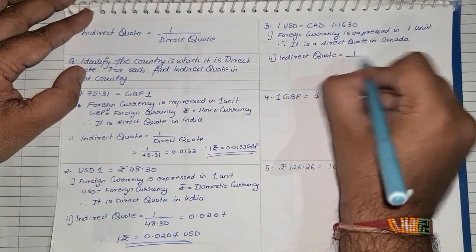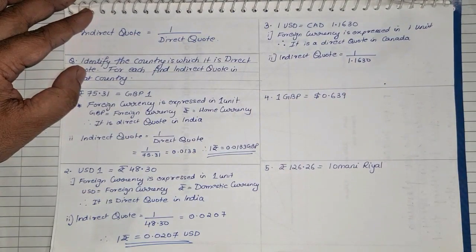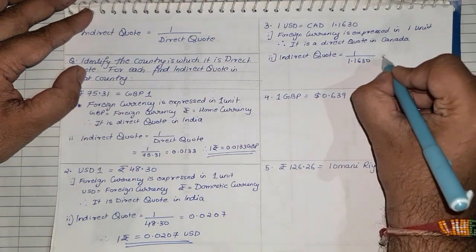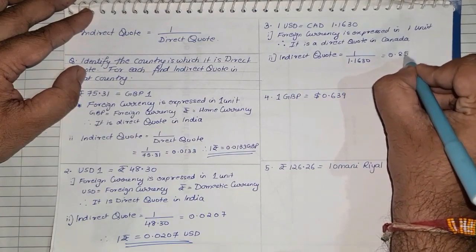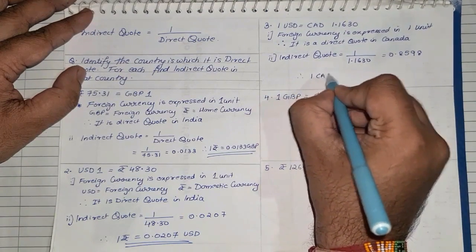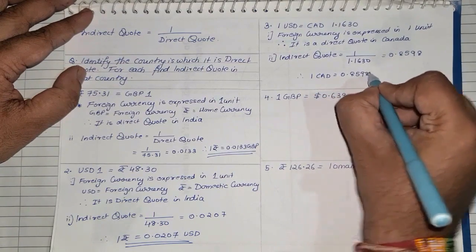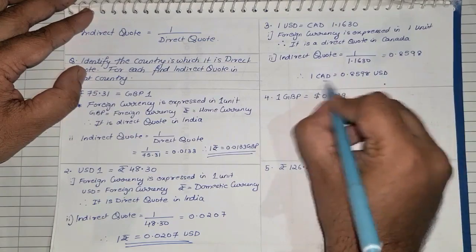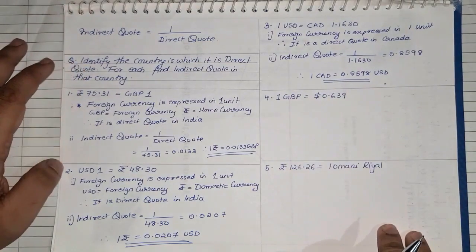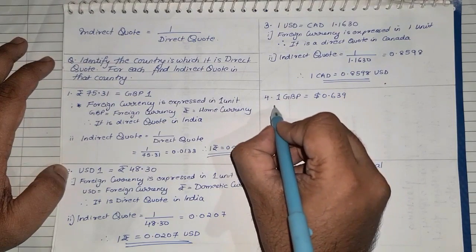is equal to 1 upon the direct quote, so it will be 1 upon 1.1630. So that will be 1 divided by 1.1630. That will come to 0.8598. Therefore, 1 Canadian dollar will be equal to 0.8598 USD. Okay, very simple. Again, the next one, the fourth one.